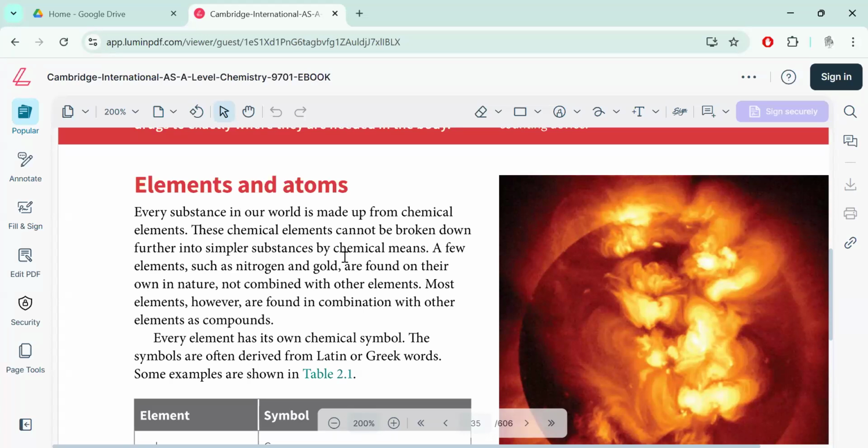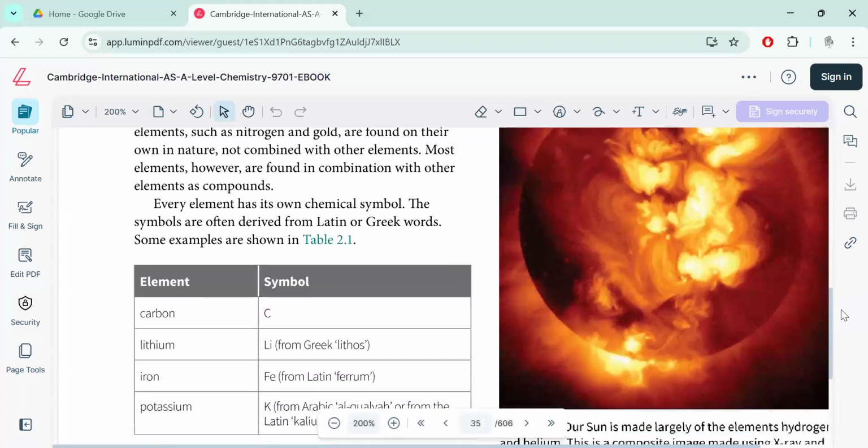And when these elements combine with each other, for example, we have the most simple compound, which is water. So it's a combination of two elements, which is hydrogen and oxygen. So when it's combined, it will form a compound we call H2O or water. So that's the very simple example.